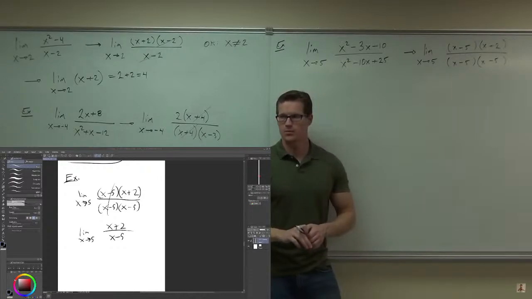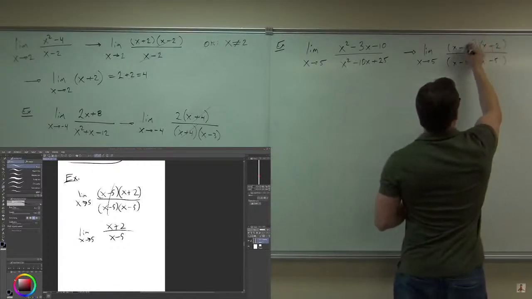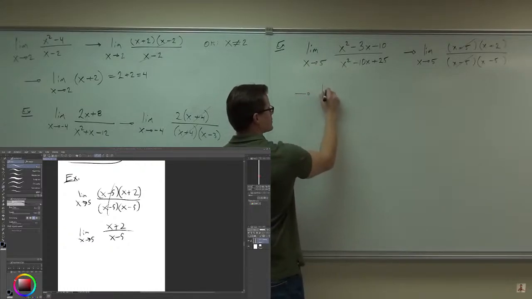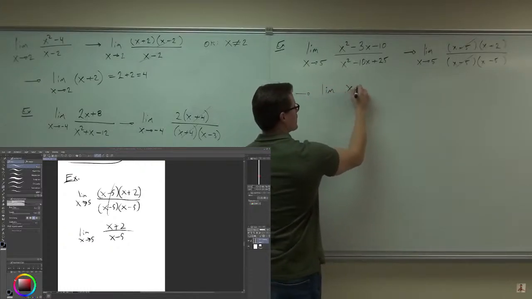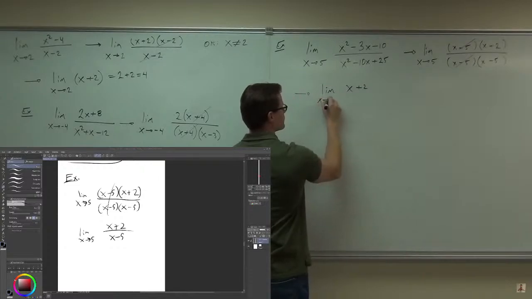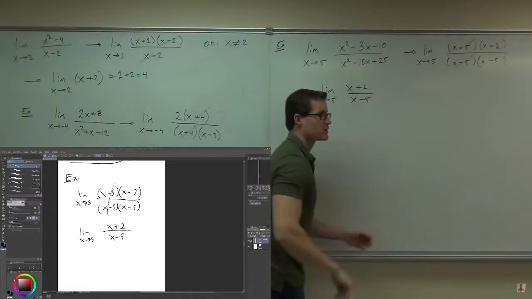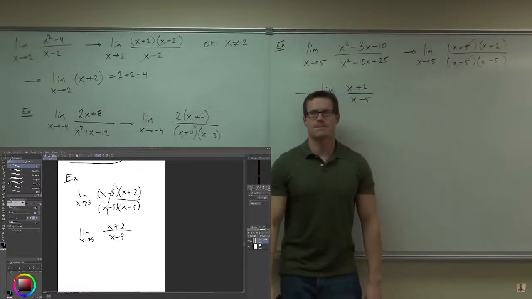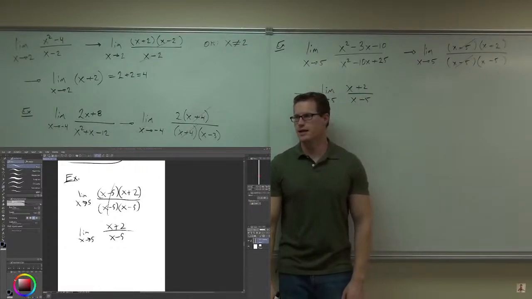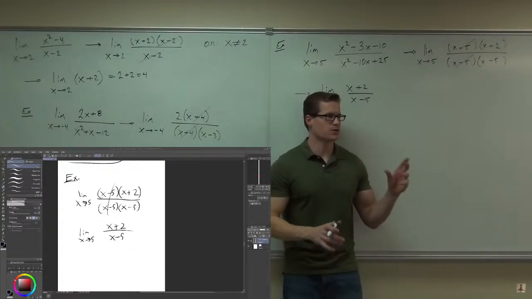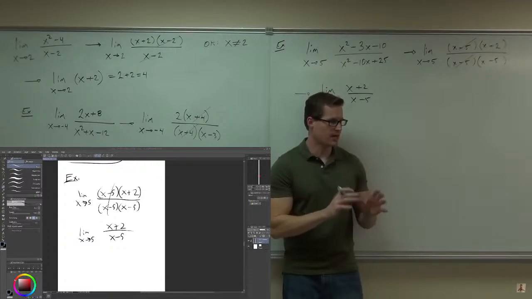Wait, not both x minus 5s? One x? So we go here and here, yes? And what we get out of this is an important example for you to see. You get x plus 2 over x minus 5, with x still approaching 5. Try to plug in the 5, what are you going to get? 7 over 0. Is that still a problem? Yes. Oh, man. So wait a second. What do you do if you still have a domain issue on this thing?